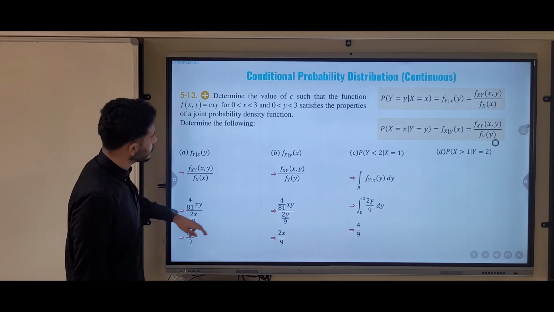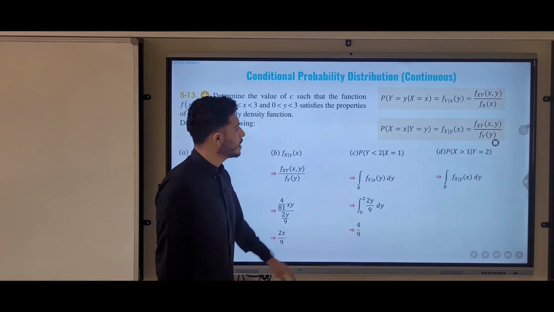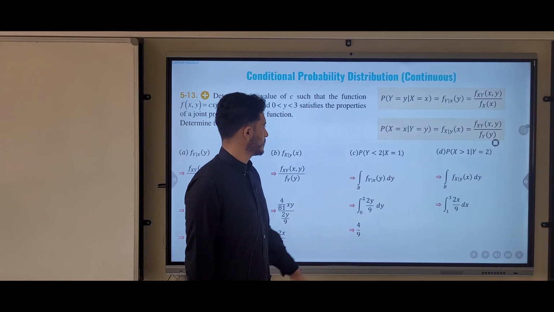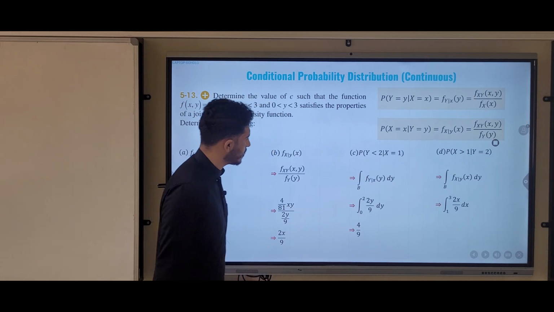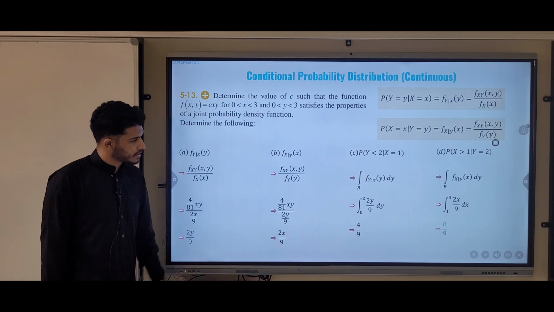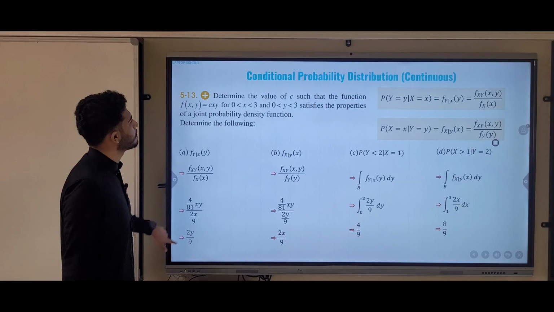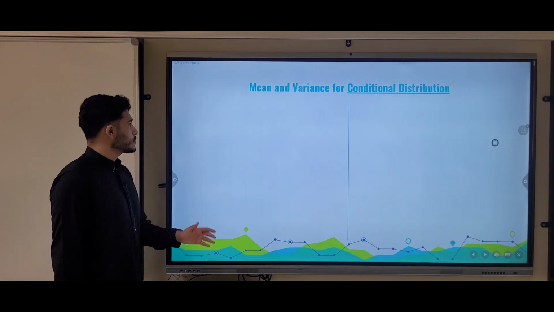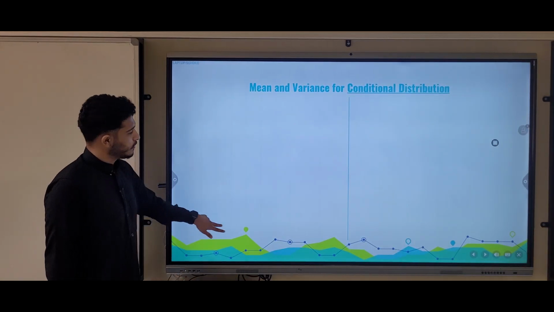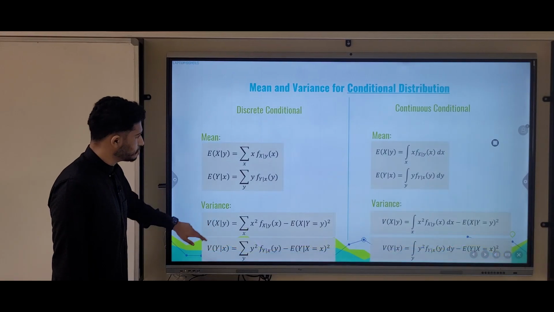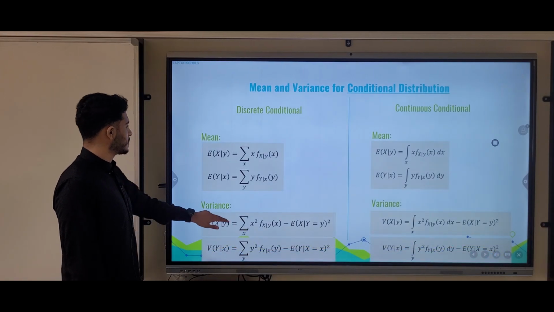Okay, so let's solve the last one. Probability of x greater than 1. This is b, and this is the desired region, we're going to integrate this function here, and this is basically the probability that we are trying to find. The conditional probability distribution also has a mean and variance, and here are the formulas for them. So yeah, we're going to implement them right away.